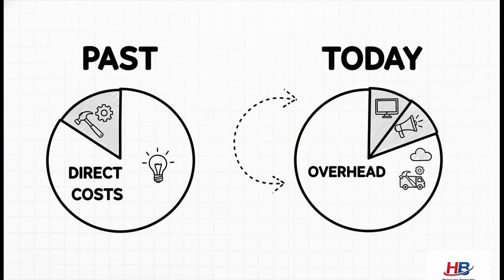Okay, so here's the core of the issue. Think about how businesses worked a few decades ago. The cost of a product was mostly about direct labor, raw materials, pretty straightforward stuff. But business today? No way. Overhead expenses, things like marketing, IT, complex logistics, they now make up this huge chunk of the cost pie, and those old direct costs are becoming less and less of the story.